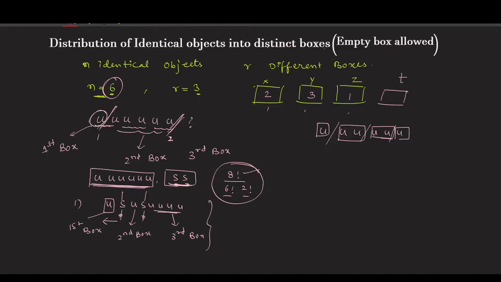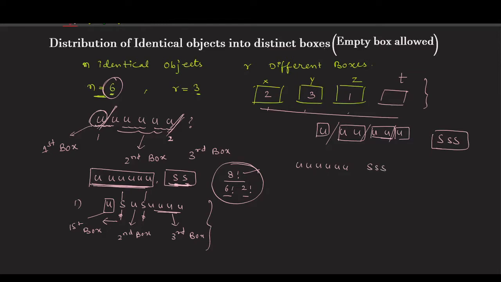So what does it mean? How many boxes are there? That many minus 1 will be the separation symbols. The number of separation symbols we need is the number of boxes minus 1. So your number of boxes is 4. So how many separation symbols do we need? 3. Means how many ways can you arrange 6 U's and 3 S's?